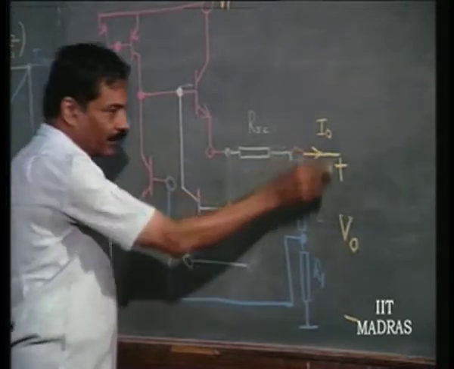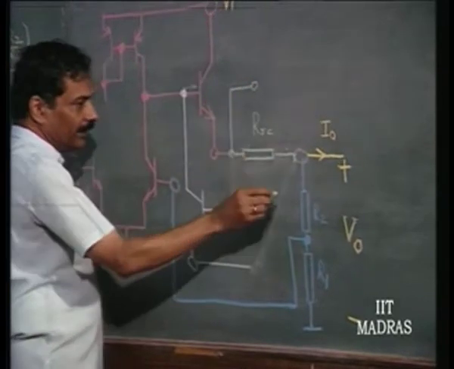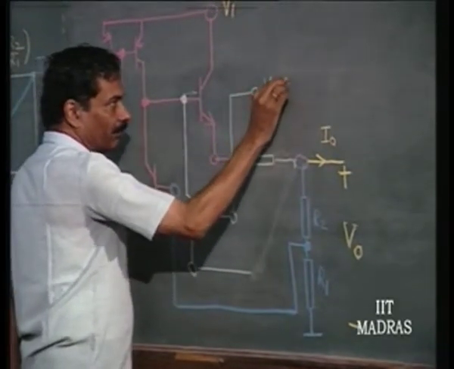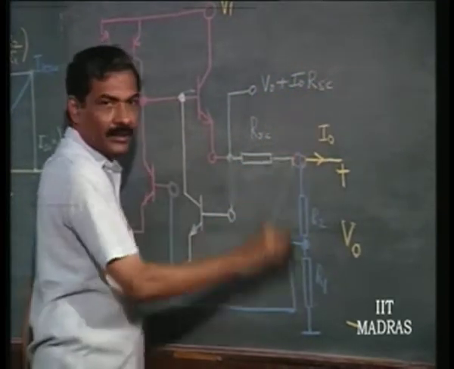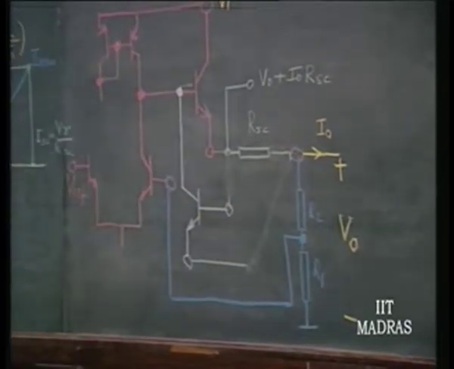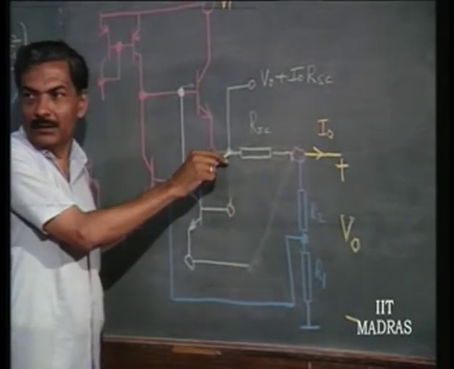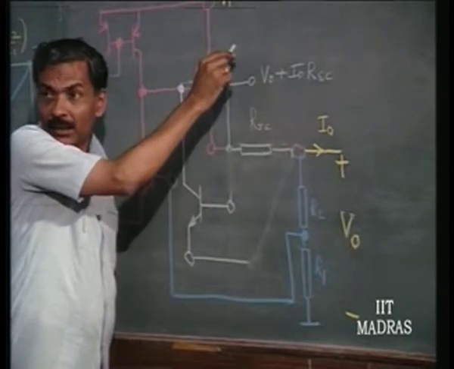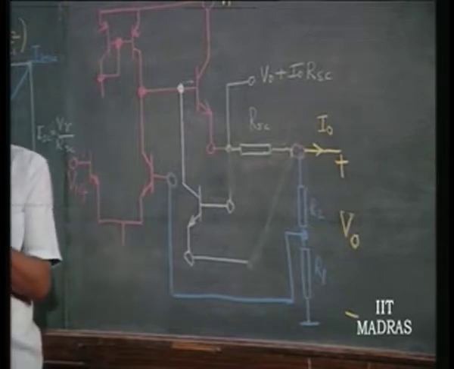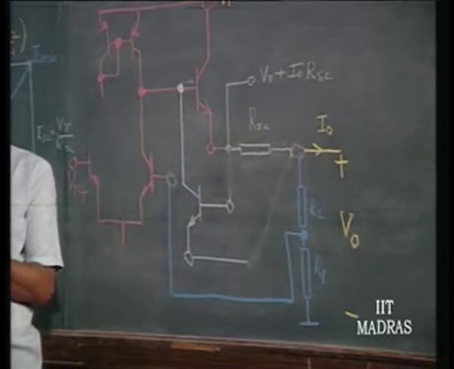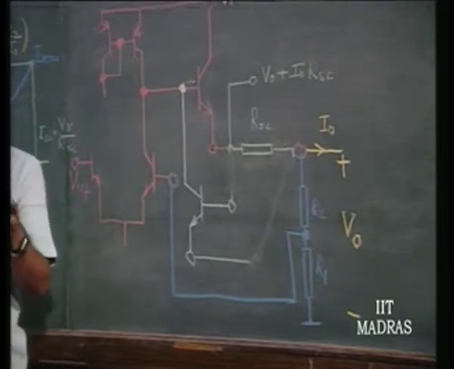We know that if this is V naught, the voltage at this point is going to be V naught plus I naught RS, if you ignore the current in this. The voltage at this point is going to be dependent upon both output voltage and output current, but this might be a huge value of voltage, whereas we require only about 0.7 volts to be derived out of this. So, obviously, this has to be attenuated.